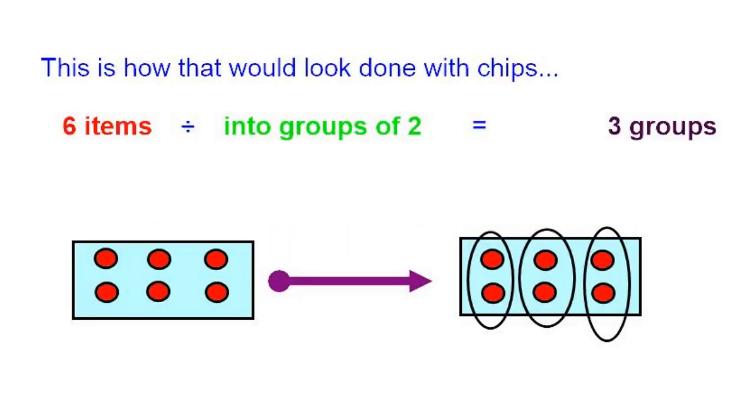Okay, so this is how that would look done with chips. We have 6 items divided into groups of 2, which equals a total of 3 groups. So shown here, we start off with our 6 items, and we are showing the division into groups of 2, which leaves us with 3 groups.